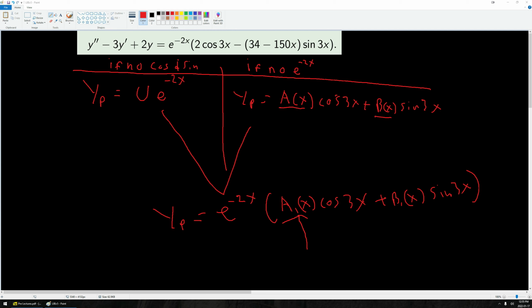So I could do this monstrosity of an ansatz here to solve this problem, but that's problematic for a few reasons. One, when I go to compute my derivatives, say y prime p, I have to use the product rule 3 times because I have this times this times this. That gets messy really quick.